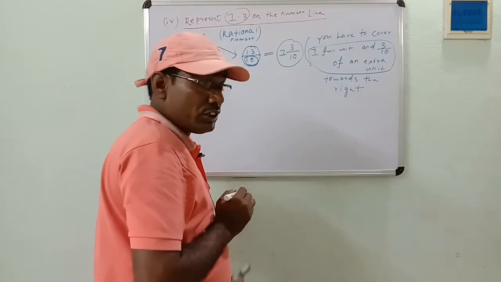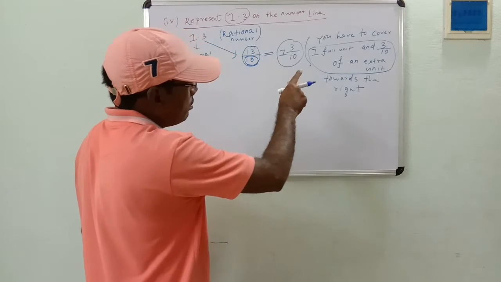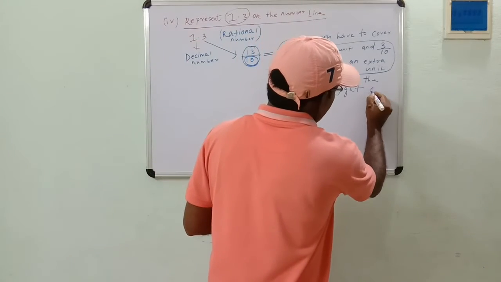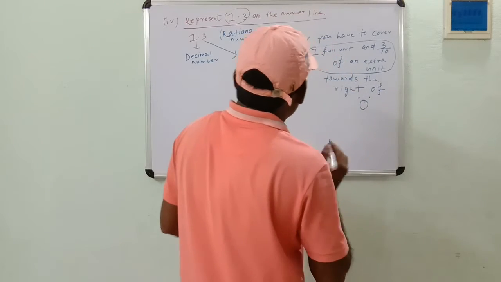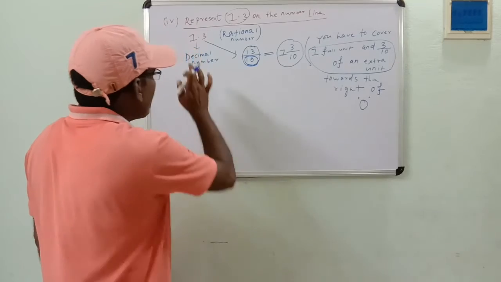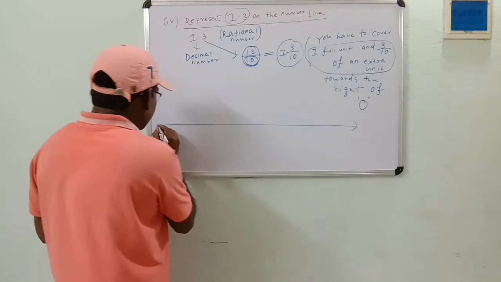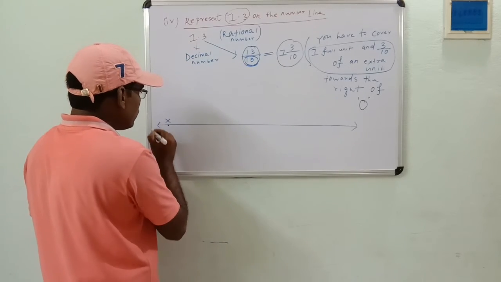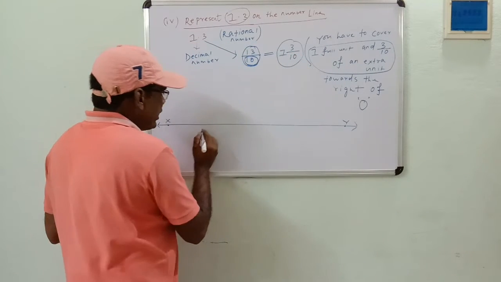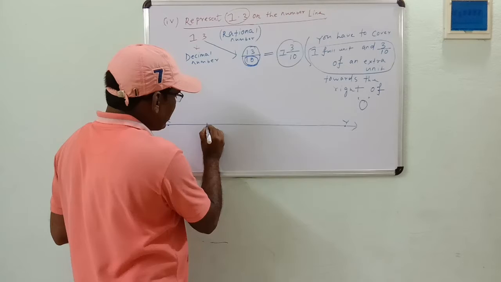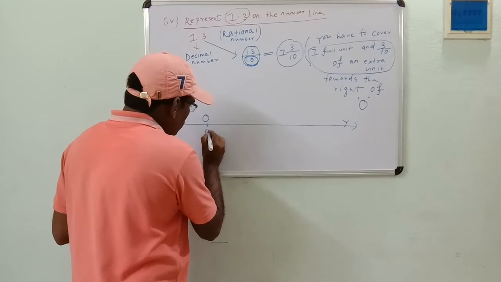on the number line, towards the right of 0. Therefore, to represent 1.3 on the number line, first draw a line. Suppose its name is xy. Now mark any point on it. And suppose it is O, and it will represent the 0.